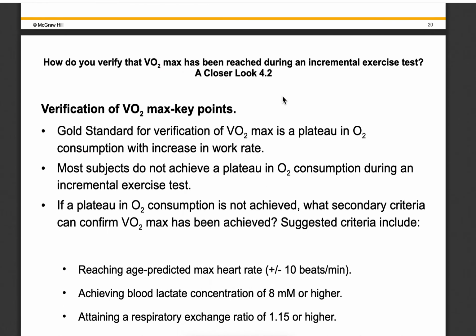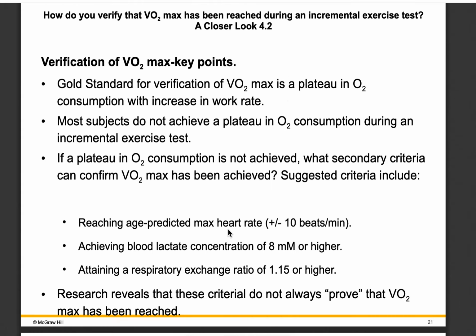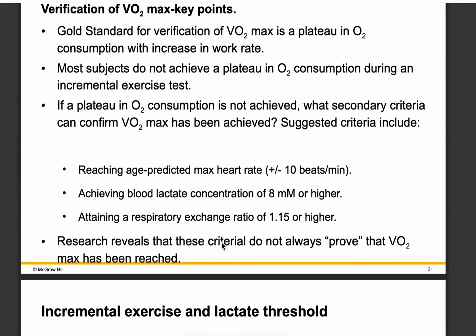And so sometimes what you're looking for are other things, like, are they getting close to their age-predicted max heart rate? What are their blood lactate concentrations? We know as you get closer to VO2 max, you're producing energy through more glycolysis than the Krebs cycle or the electron transport chain, and so blood lactate goes up. If it goes over 8 millimoles, you're really pushing that glycolysis system and you've maxed out your aerobic systems. We'll also talk about something called respiratory exchange ratio. If that gets over 1.1, it means you're producing a lot of CO2, so you're buffering that blood lactate. Those are the things that are used if you can't see that true plateau.